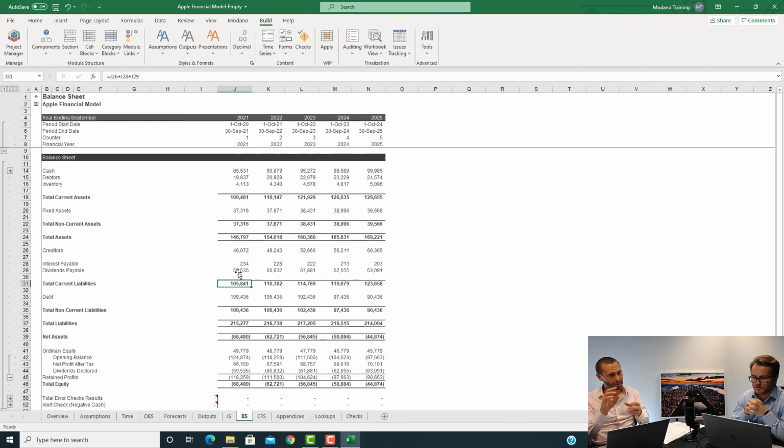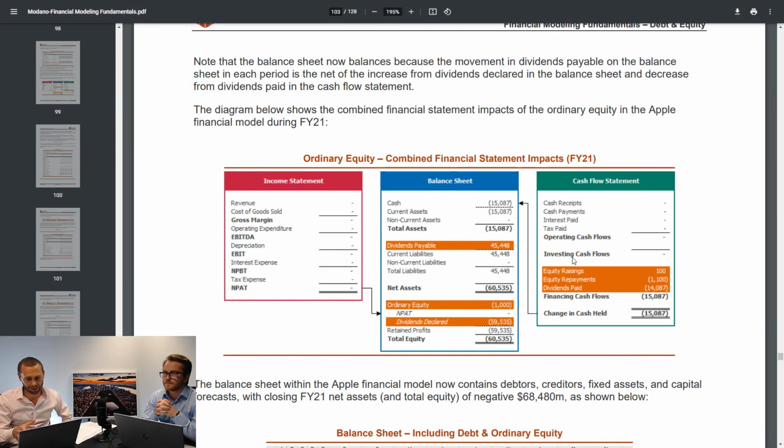So now you see the balance sheet contains both the movement in the ordinary equity, and the movement in dividends payable from dividends being declared and dividends paid. Just like debt, the difference is with debt you had interest expense coming through the income statement into NPAT, effectively coming through retained profits. Whereas here it goes straight through dividends declared on the balance sheet. It doesn't affect earnings because it comes out of earnings. Our dividends payable is the net of dividends declared and dividends paid, and the net of our ordinary equity raisings and repayments becomes the movement in ordinary equity.